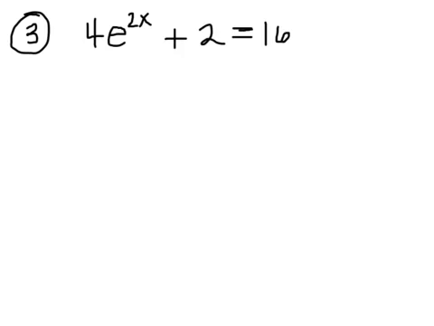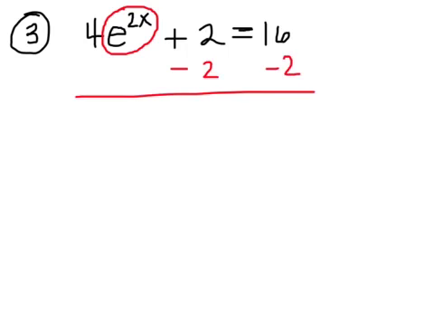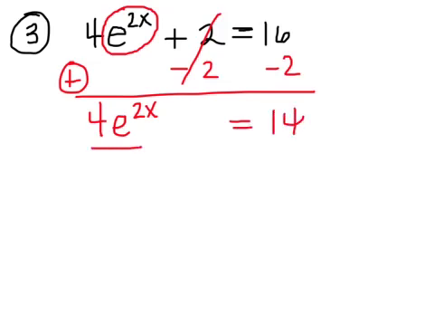Here's another type of equation that has e involved, and it also has x in the exponent, which, let's see what happens here. You want to get this part by itself, if possible, before you do anything else, and so we want to subtract 2, or add a negative 2. We also want to divide by 4. Then at this point there's a couple of ways you could go.